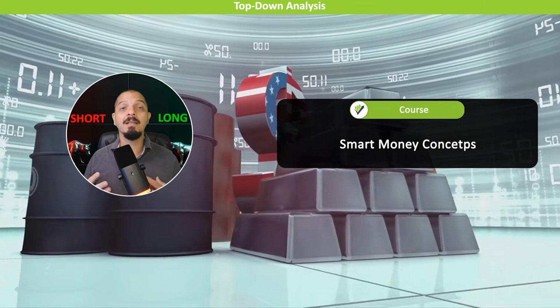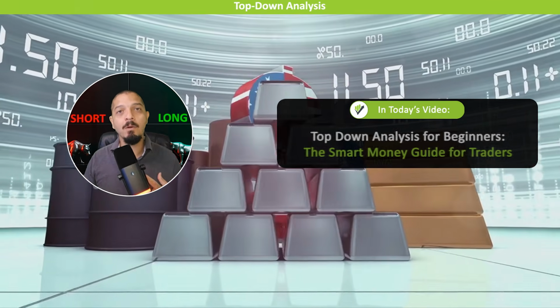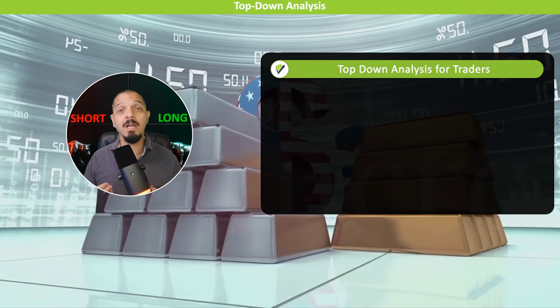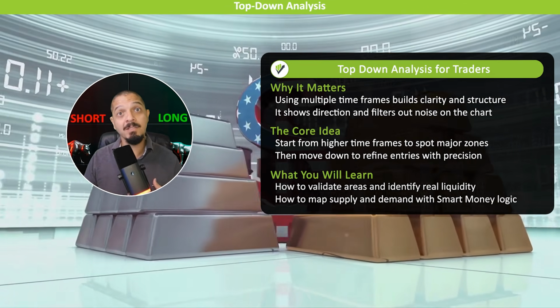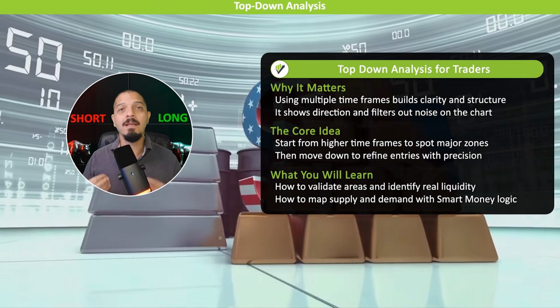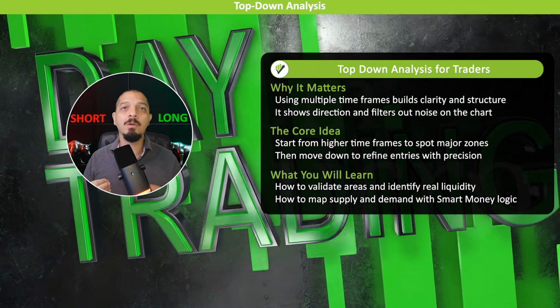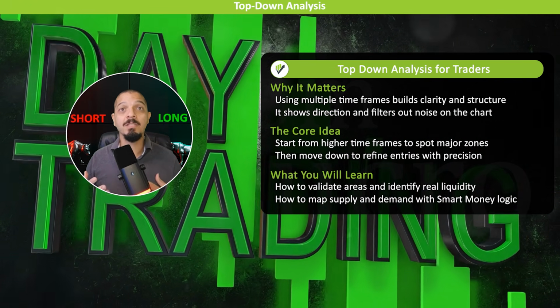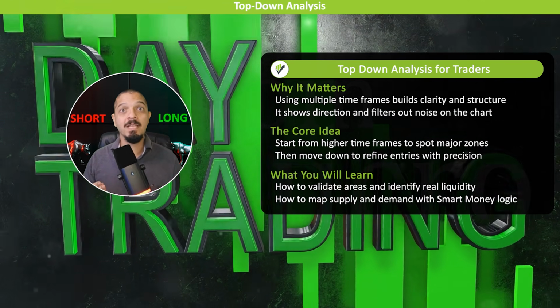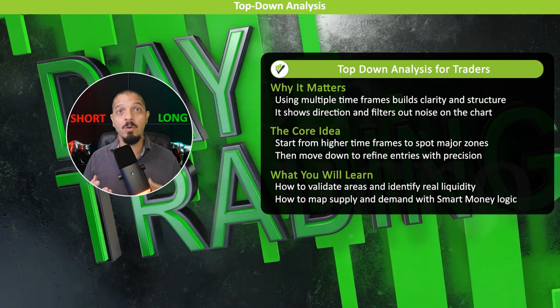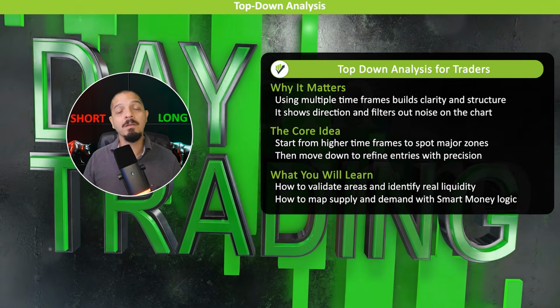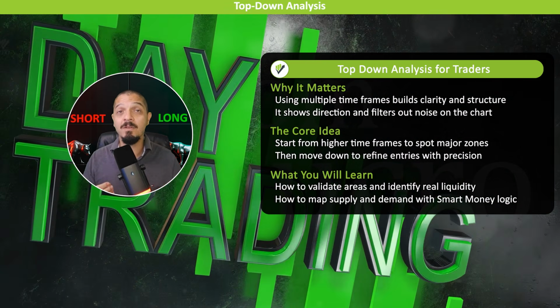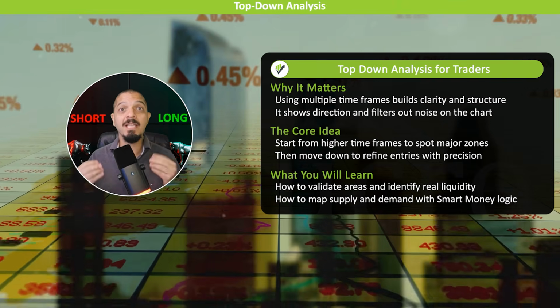Today, we're diving into top-down analysis, a powerful framework for using multiple timeframes to build clarity and structure in your trading. This approach helps you identify market direction, spot liquidity zones, and align your trades with institutional flow. You'll see how to validate key areas, draw precise supply and demand zones, and apply smart money logic from the top of the chart all the way down to your entry.